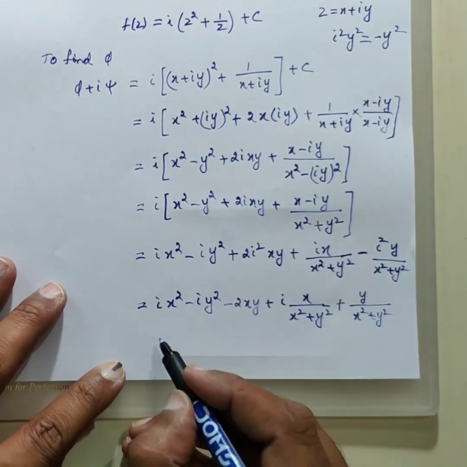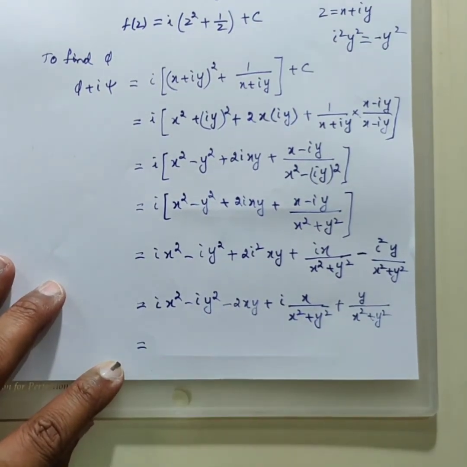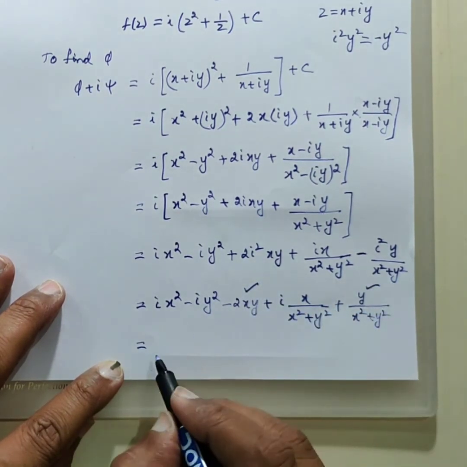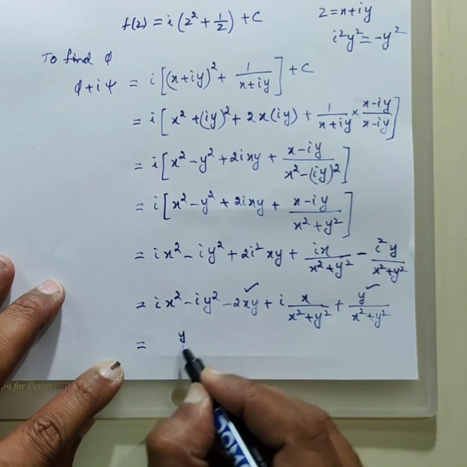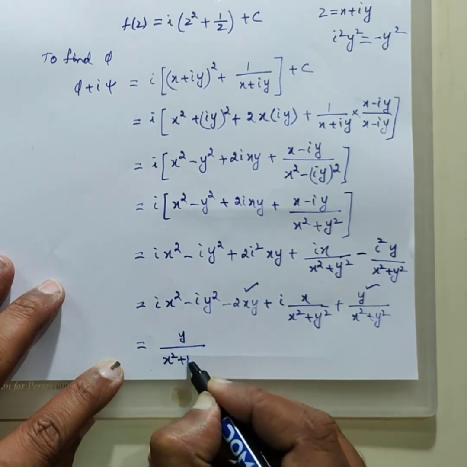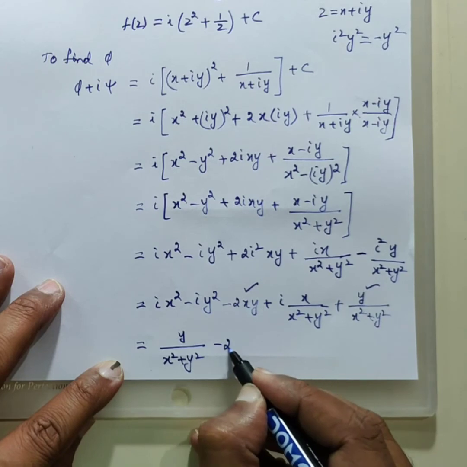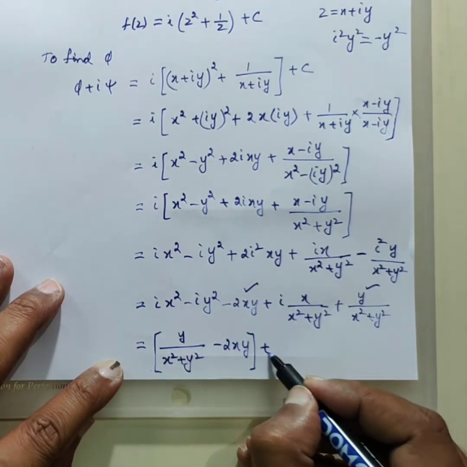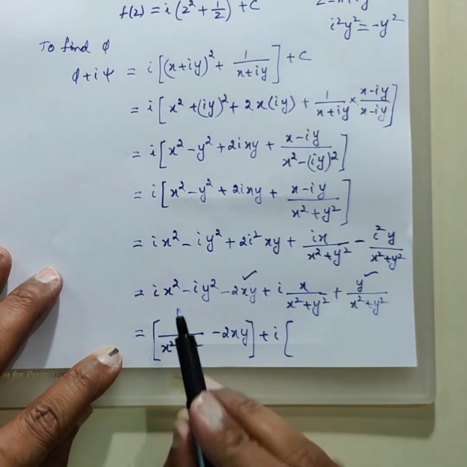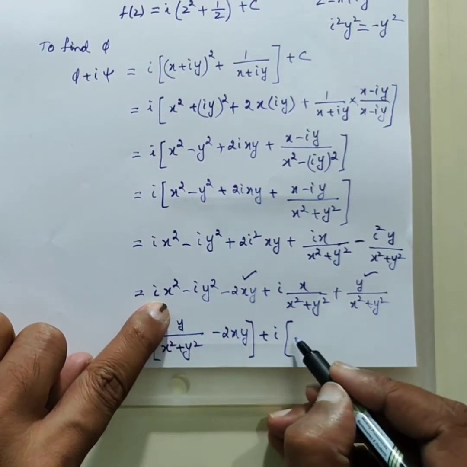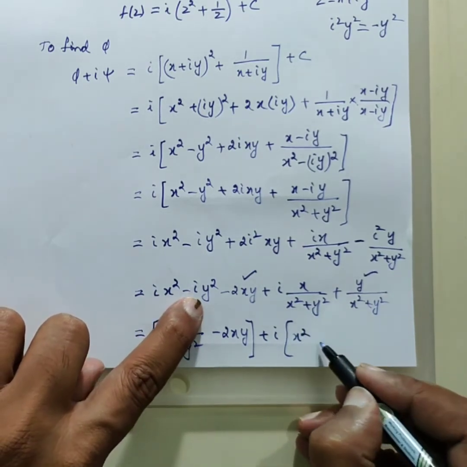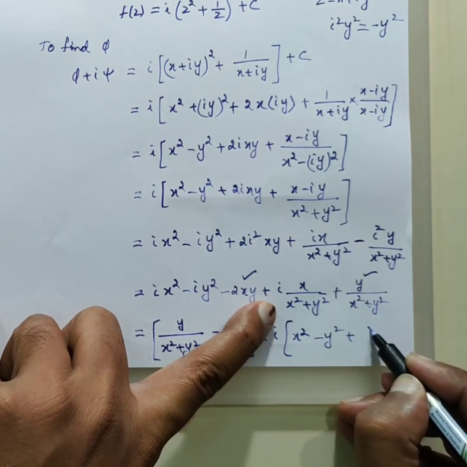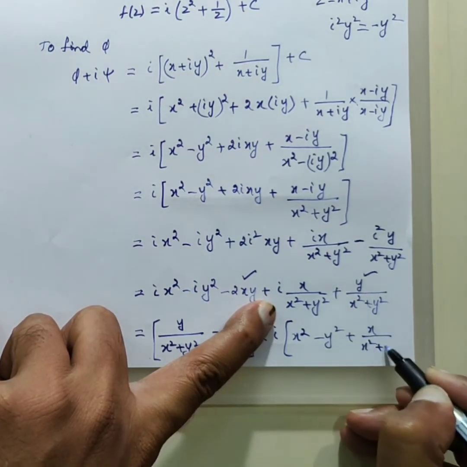So we'll try to group the real and imaginary terms. So here the real terms that you have are this expression and this expression. So you can write first the positive value, it is y by x square plus y square, then minus 2xy. So this is the real term. Now the imaginary term, if I take i common, you can write down this value: x square minus y square, and here plus x by x square plus y square.